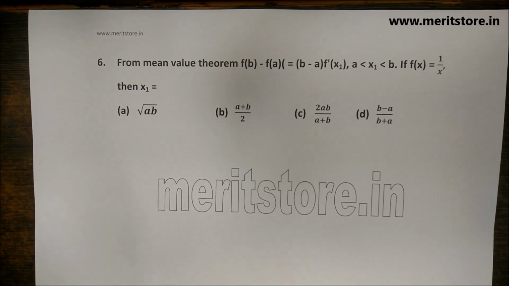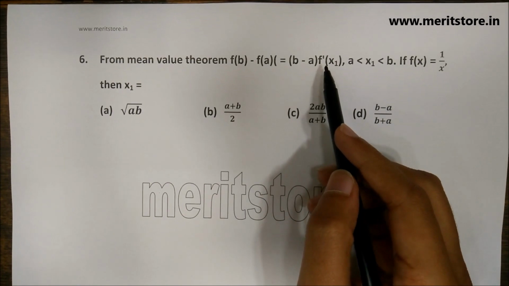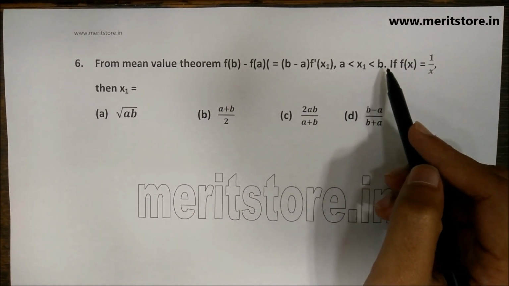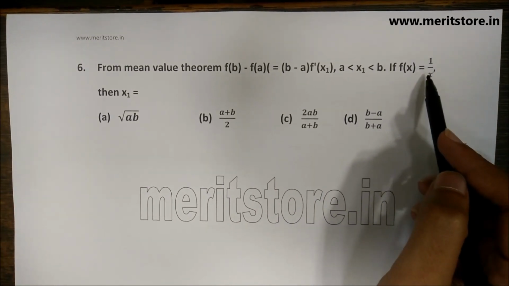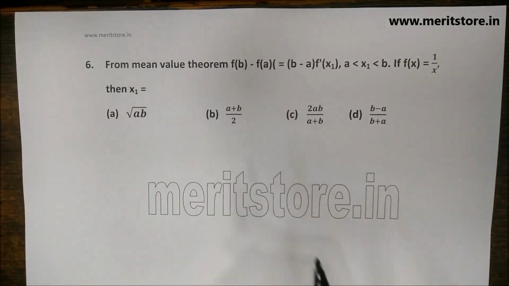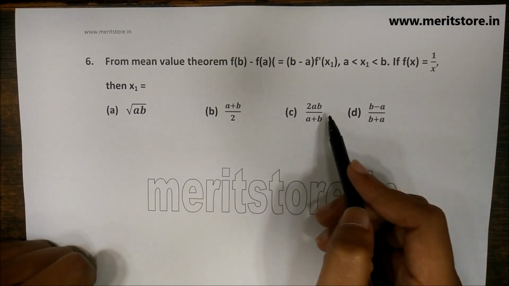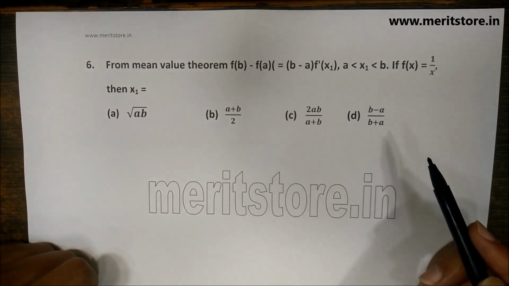6. From the mean value theorem, f of b minus f of a is equal to b minus a times f dash x1, where a is less than x1, which is less than b. If f of x, our function, is equal to 1 by x, then x1 is option A root of ab, option B a plus b upon 2, option C 2ab upon a plus b, option D b minus a upon b plus a.